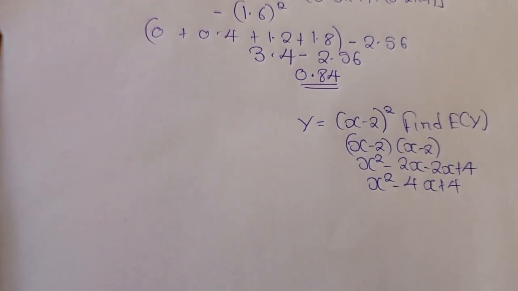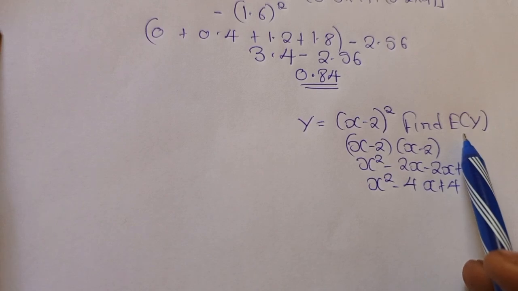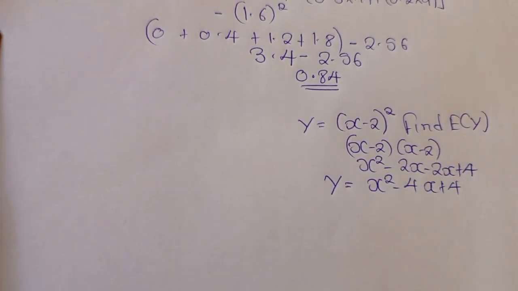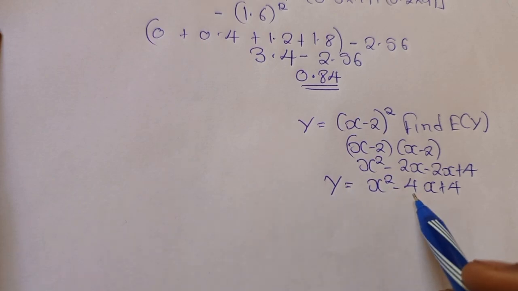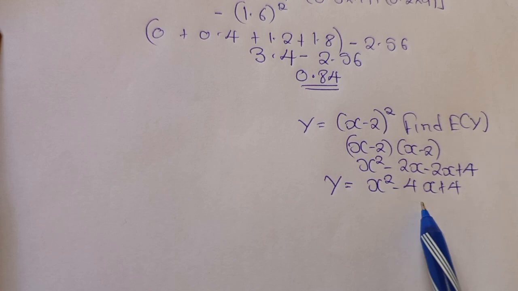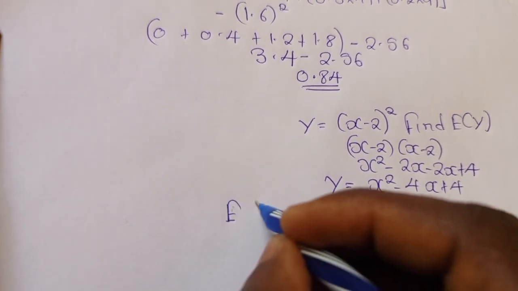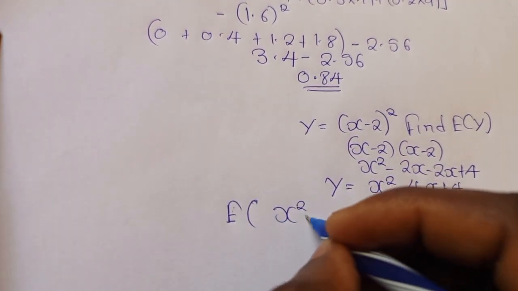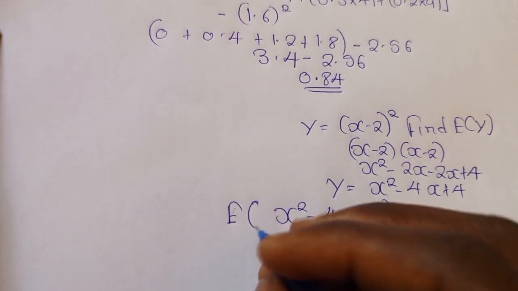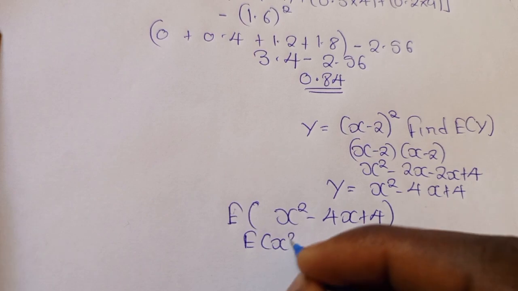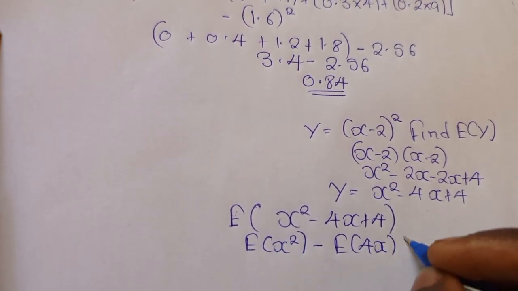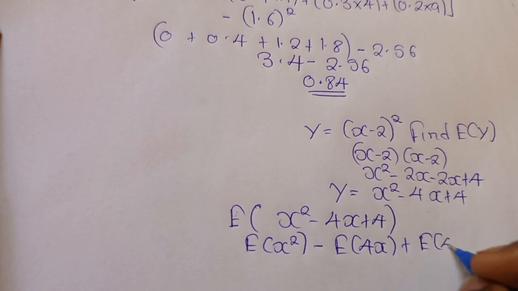So how do you basically find the expected value of this y? Remember, in mathematics, equal to simply means same, meaning what is on the left hand side is equal to what is on the right hand side. So meaning where there is y in this particular expression, we can replace with this. So you will have the expected value of x squared minus 4x plus 4, where this is the same as the expected value of x squared minus the expected value of 4x plus the expected value of 4.